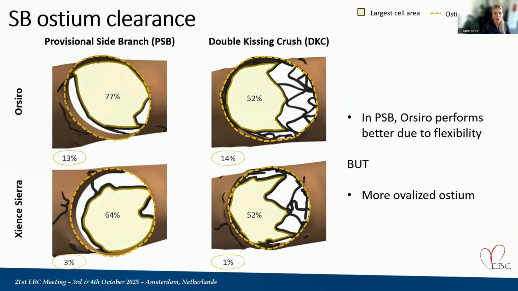Now, what we can draw from that is that for a provisional side branch technique, the Ozyro overall performs better, likely due to its better flexibility. However, overall, it generated a more ovalized ostium, which is not favorable.